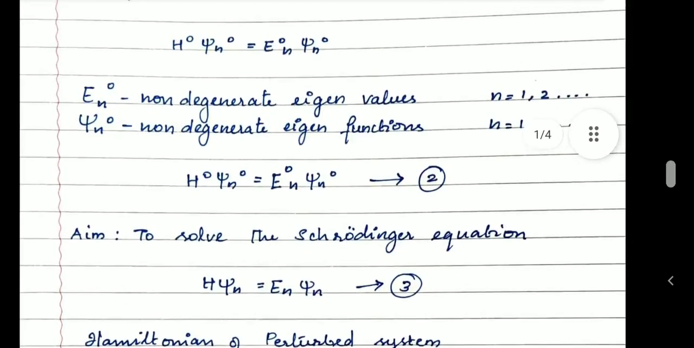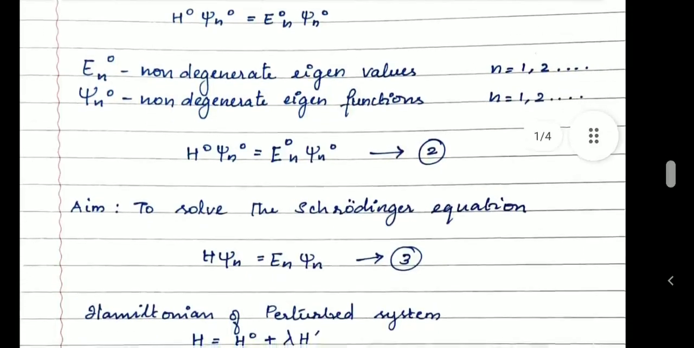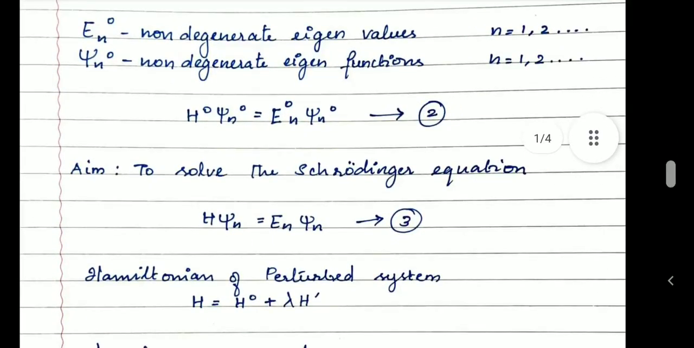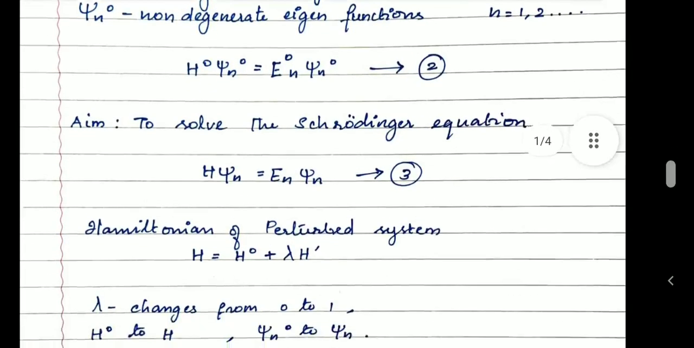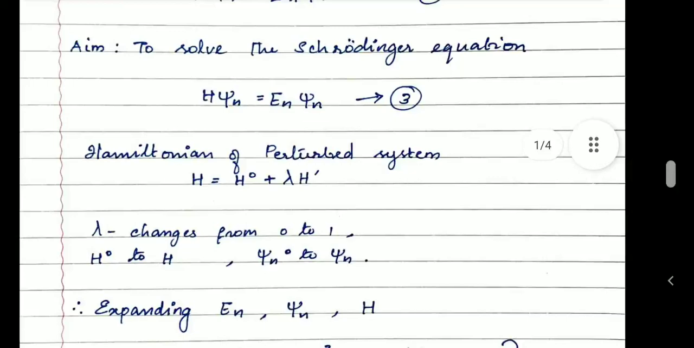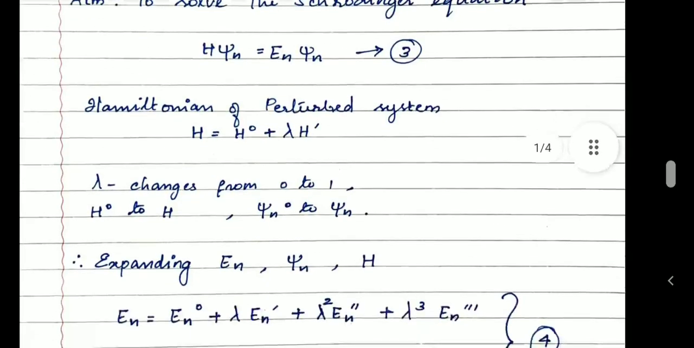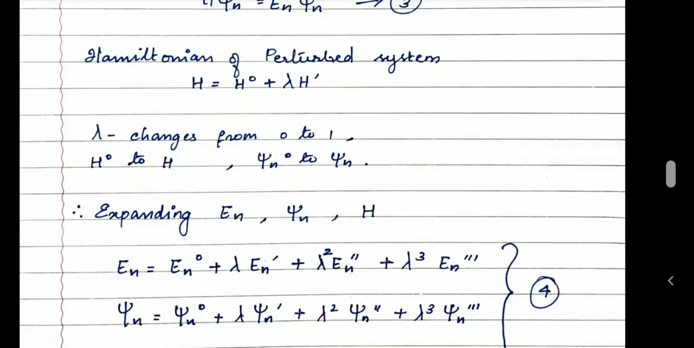So our aim is to solve the Schrodinger equation for time independent perturbation theory. So H psi n is equal to E n psi n, and Hamiltonian of perturbed system is H is equal to H naught plus lambda H dash. So next we are going to expand E n, psi n and H. Why we are doing this is because lambda changes from 0 to 1 and H naught to H and psi n naught to psi n. So we are expanding E n, psi n and H.